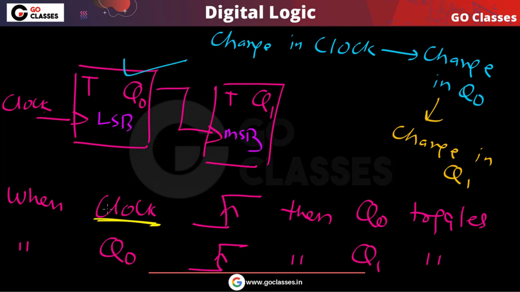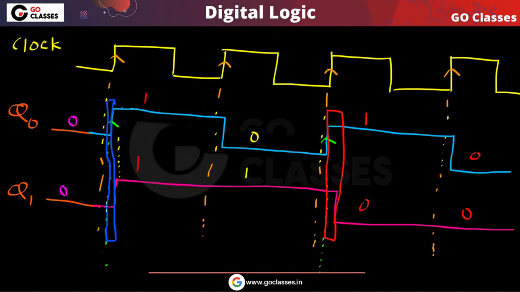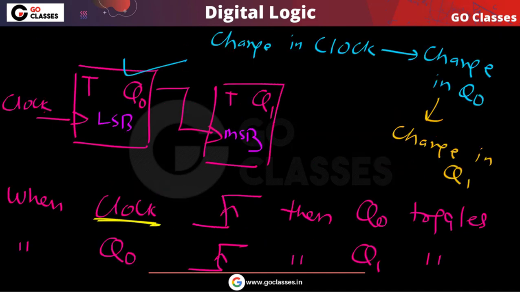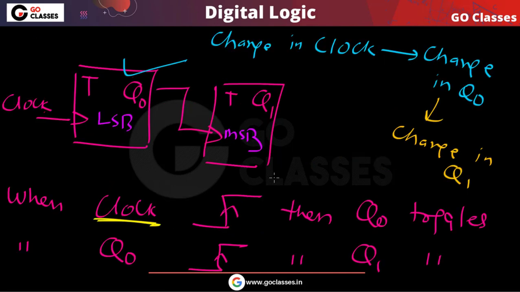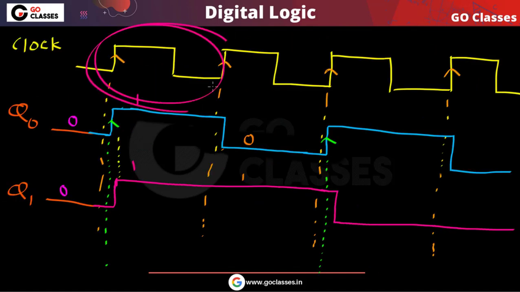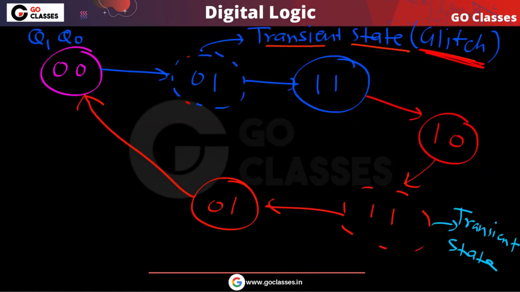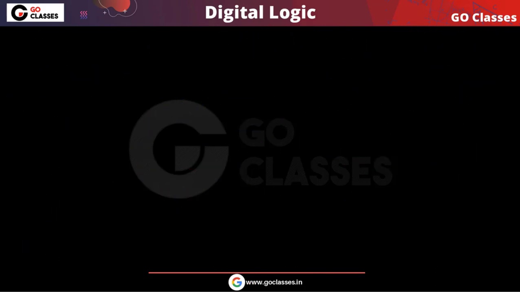So this time period, the clock time period, must be enough. It must be greater than the collective propagation delay of both the circuits, because the clock controls q0 and q0 controls q1. A change in clock means a change in q0, and a change in q0 means a change in q1. So definitely this clock period must be greater than 2 tpd. We will see this point again.